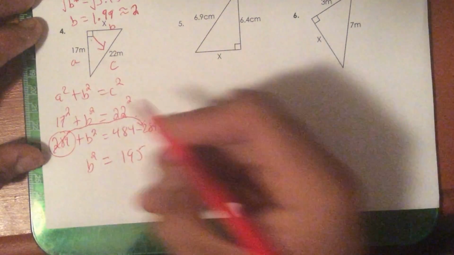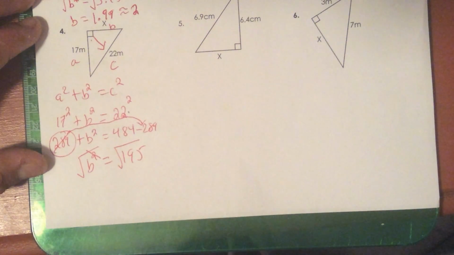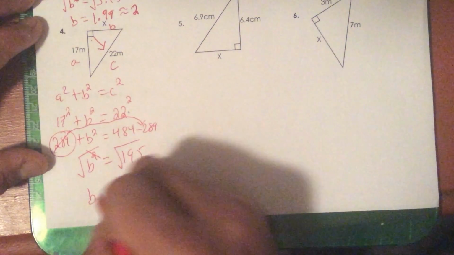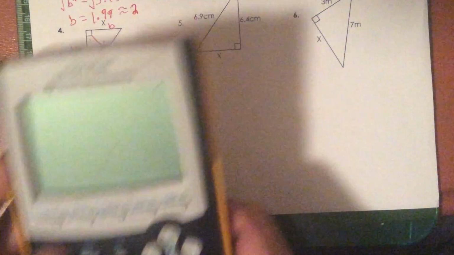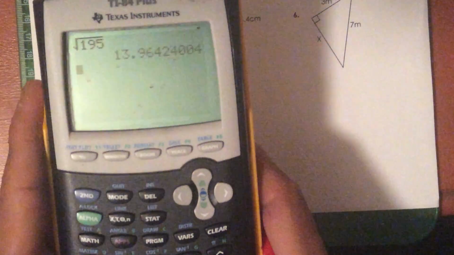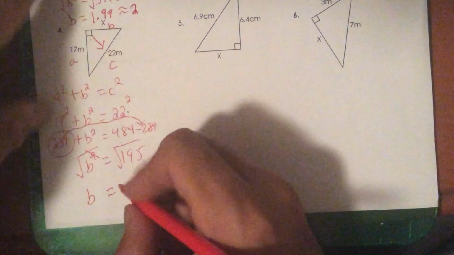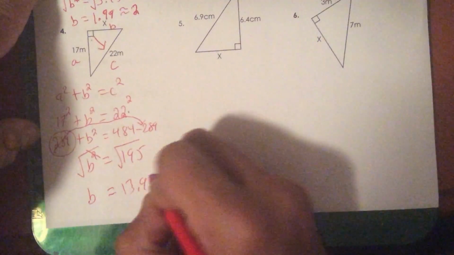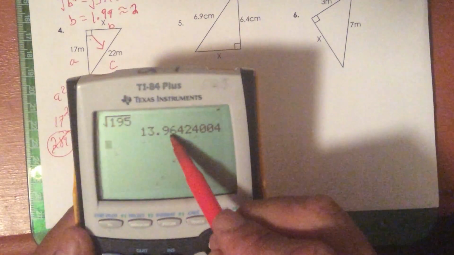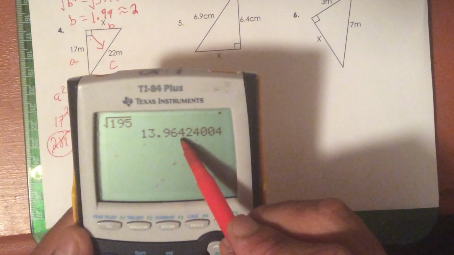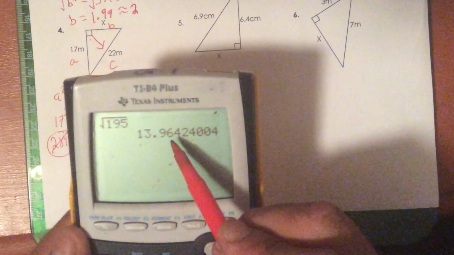Now the opposite of a square is the square root. And the square and the square root cancel each other out. So I'm left with the letter B equals the square root of 195, which will come out to be 13.96. And the reason that it stays as a 96 is because the 4 does not have the power to change the 6 to a 7, so it just stays the same.